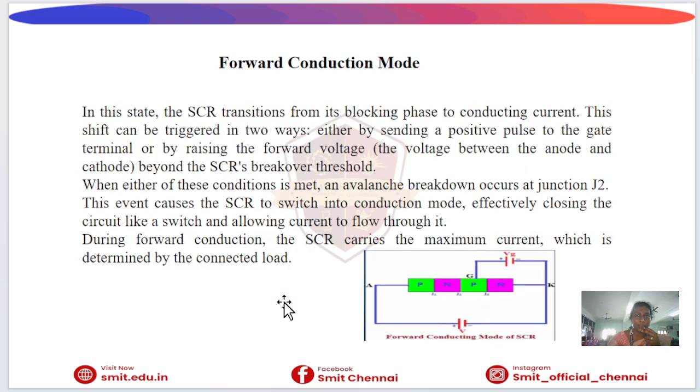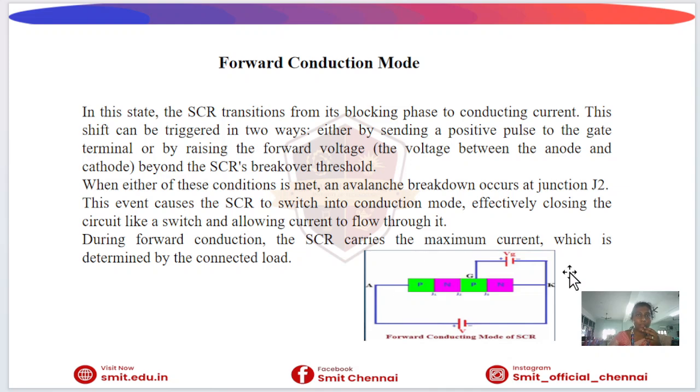Here the SCR turns on when we apply a positive gate pulse. If we apply the positive gate pulse at the gate, that is the middle layer, or increase the anode voltage above the breakover voltage. So the first method is to apply the gate pulse, and the second method is to increase the anode voltage above the breakover voltage. Then what happens? The J2 junction breaks down, so the SCR starts conducting, and current flows from anode to cathode.